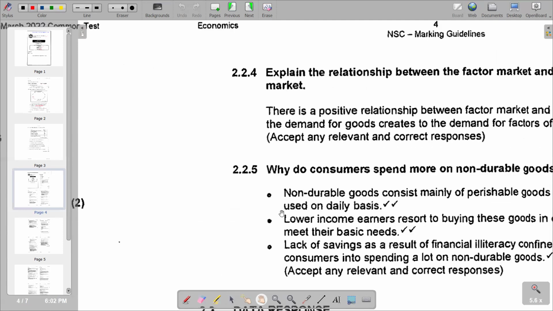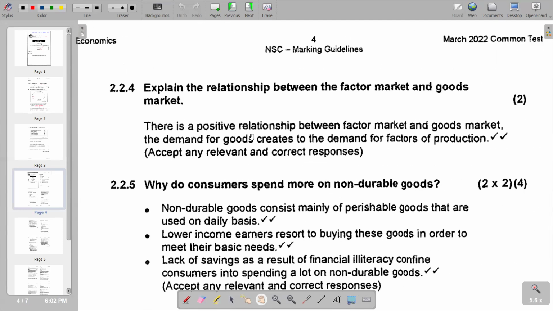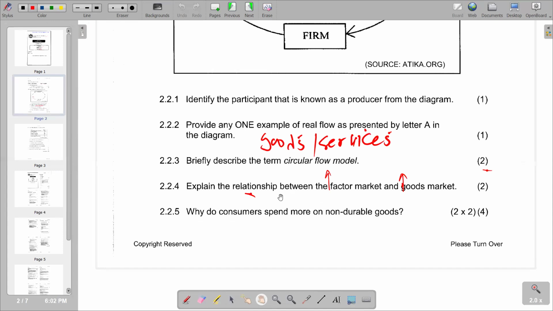So this is the explanation in terms of that relationship. There is a positive relationship between factor market and goods market. The demand for goods creates the demand for factors of production. Basically, that's the basic explanation that we can give there. Then we go to 2.2.5. Why do consumers spend more money on non-durable goods?